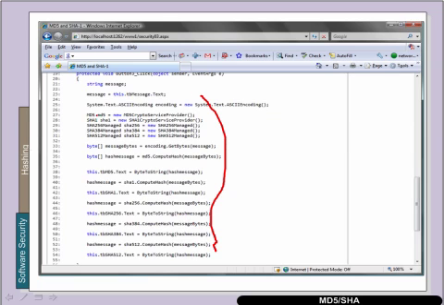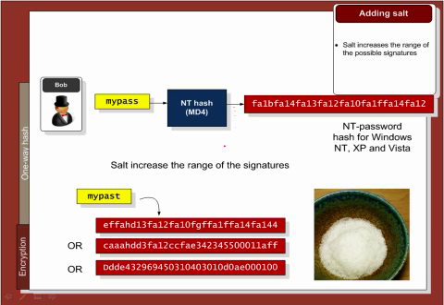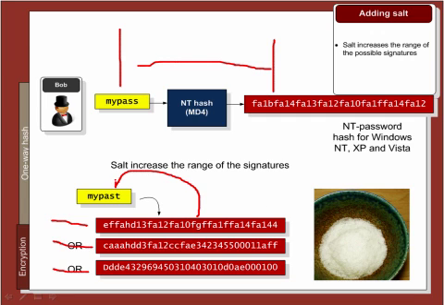Okay, so that was our original code. The problem, as we've seen with hash signatures, is that we can use a dictionary attack. One way around this is to add salt to it, so that we can have a range of hash signatures for the same original text, and it becomes more difficult for Eve to try and guess the original text.